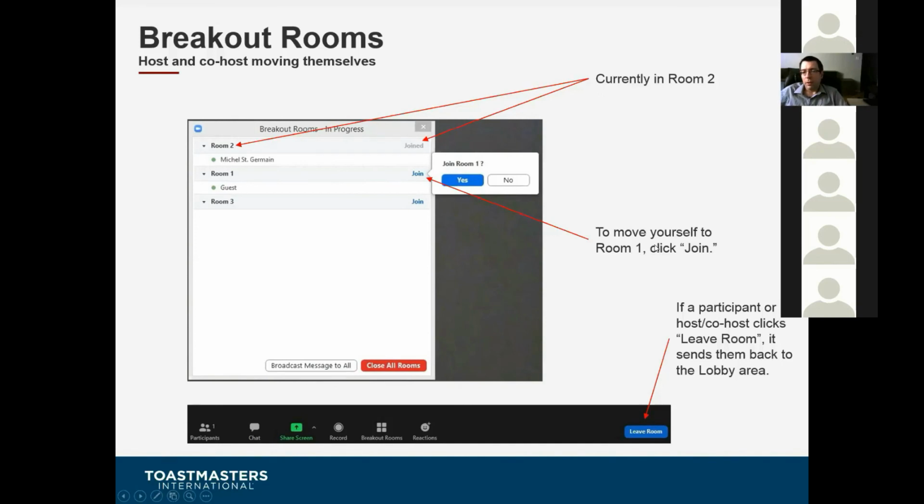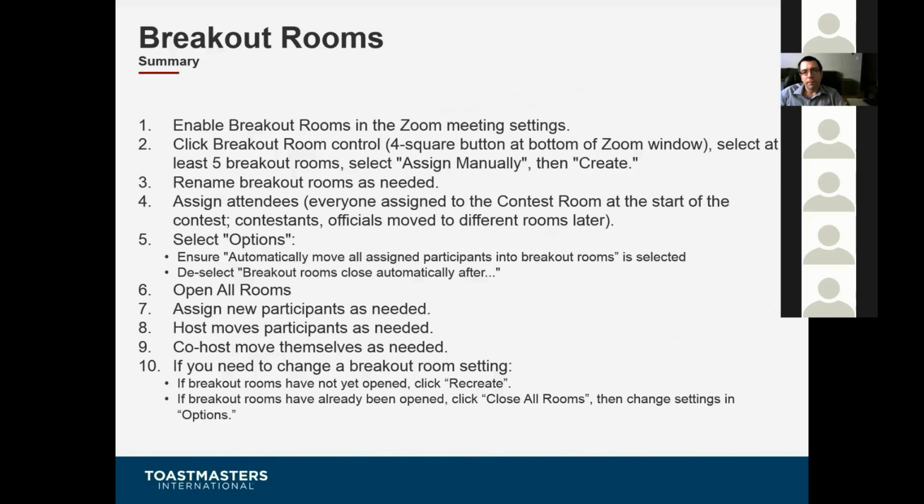If you need to leave the breakout rooms and go back to the main lobby area, what you need to do there is hit leave room at the bottom right of your screen, and that sends you back to the lobby area. It doesn't send you out of the meeting entirely, it just sends you back to the lobby area, out of the breakout rooms. Right? So that's a little bit about the movement. Just find out what room you want to move to, click join, and away you go.